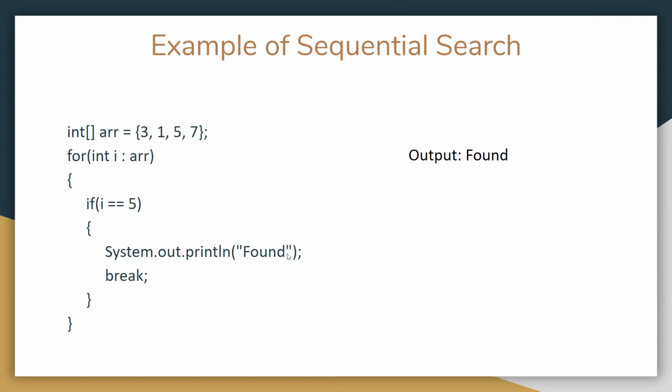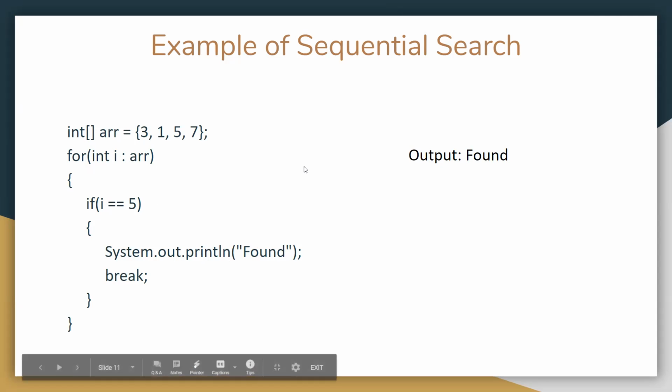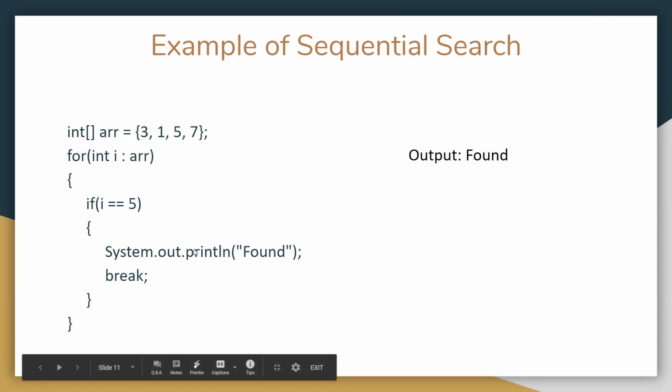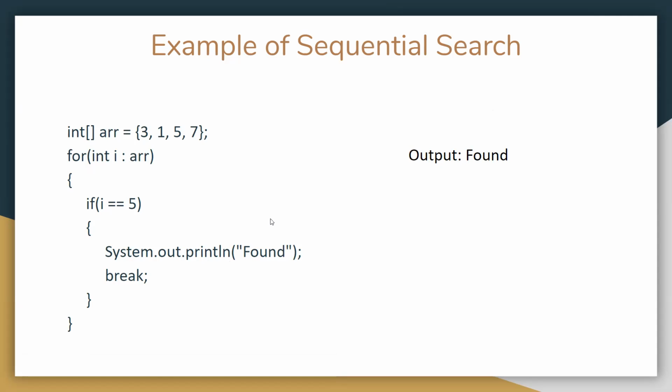I can't speak today. Okay, sorry. System.out.print "found" and then break. So of course, since there's a 5 here, it outputs found and then it breaks out of the loop. So we're saving some computational time there by breaking out of it.